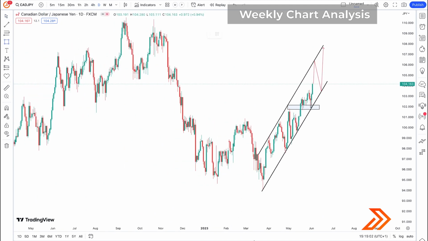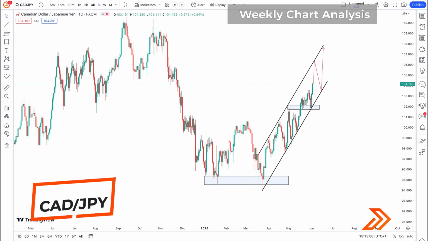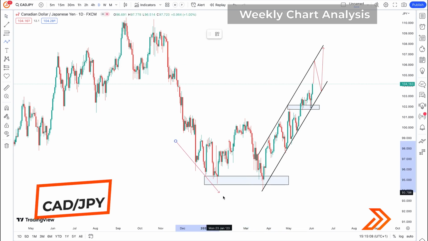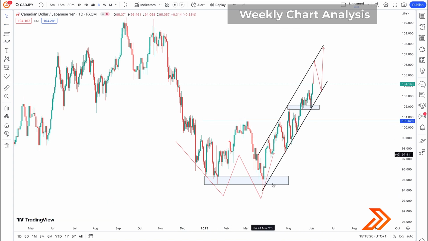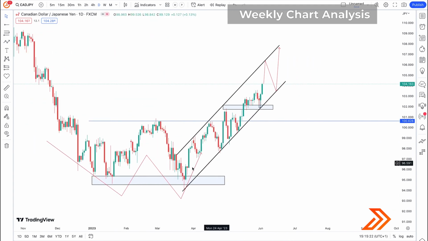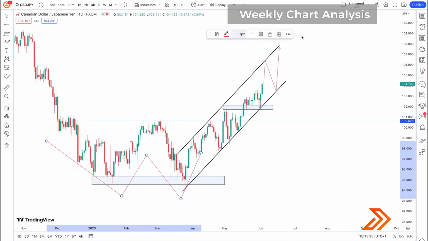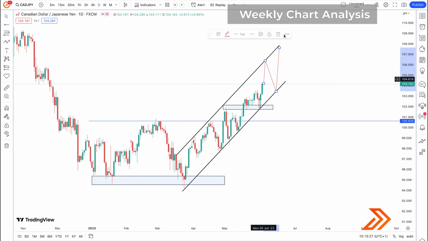All right, and then if you notice here on the daily, we have this low that was created here that formed this W pattern on the daily time frame. This is more like what we call the neckline of the W pattern. All right, and then we had a breakout here, and since then the price on CAD JPY has been ranging within this zone.